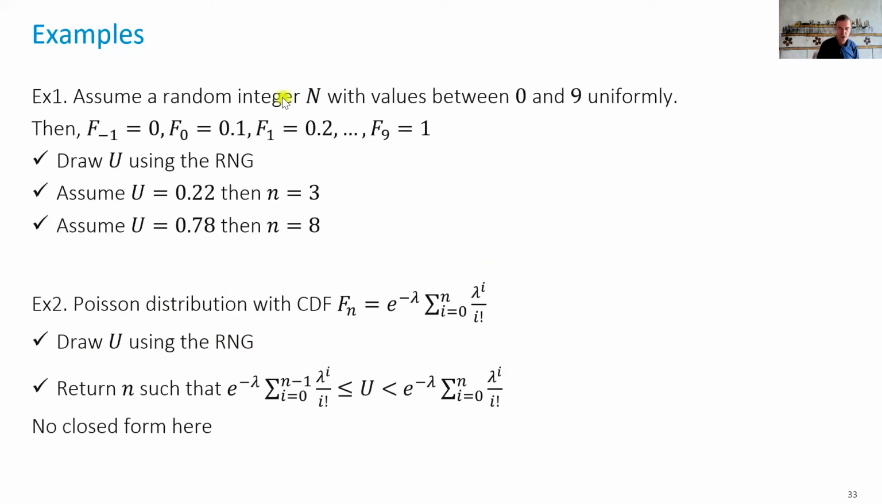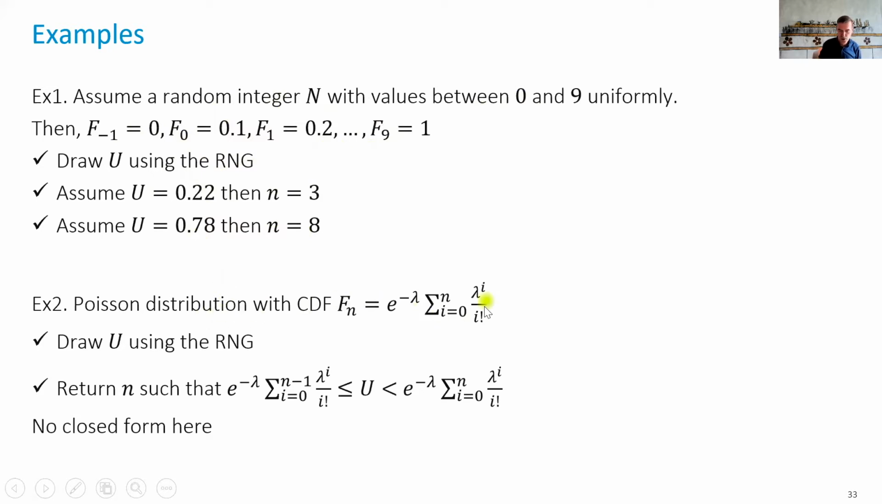For example, if an integer takes uniform values between 0 and 9, I'll say uniform, but this is integer uniform, which is not the same as the uniform I said before. So the values are 0, 1, 2, etc. I draw u using the random number generator. If u is 0.22, for example, the largest value of n gives me 3 here. If u is 0.78, n is 8, for example.